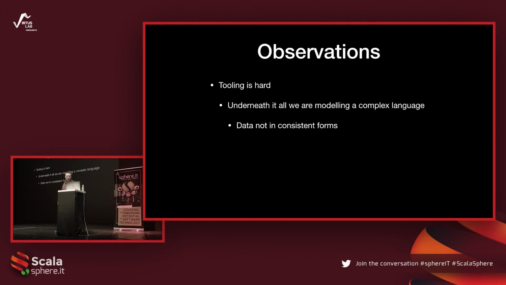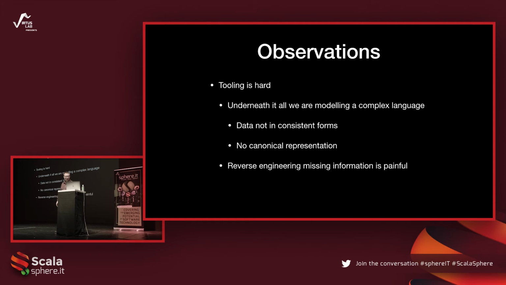And we're implementing a complex language. One of the biggest challenges for me is there's no canonical representation of symbols. There's a real mix. The best canonical representation we have is a SemanticDB symbol. But it varies, and inside the compiler, there's no canonical representation. That turned out to be quite a challenge. And reverse engineering stuff is hard.